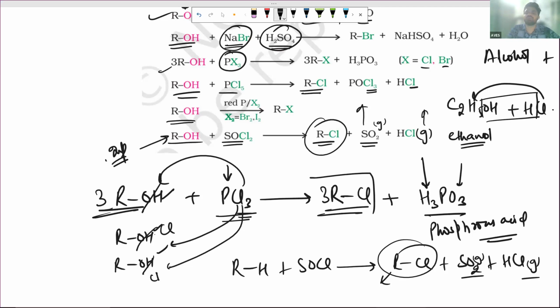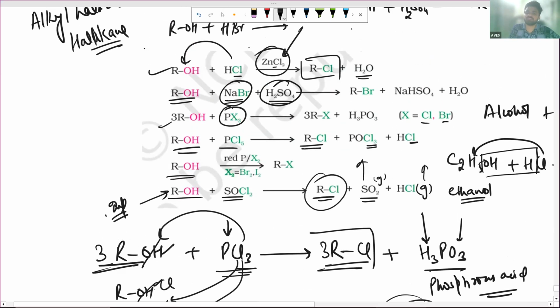Otherwise, in this one, we have H3PO4, and then we have this one, so there is always a mixture. If you just want to get the pure state, this is easy for it. So please write down all the preparation reactions of haloalkane with the help of alcohol.